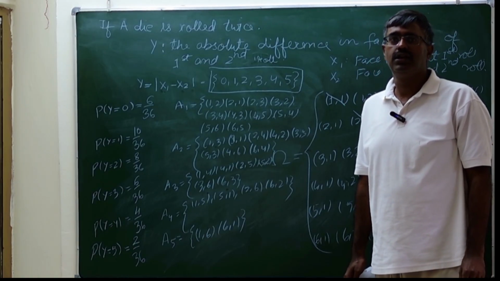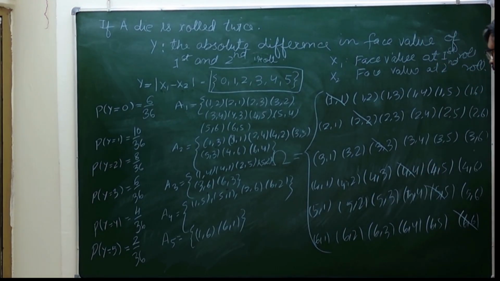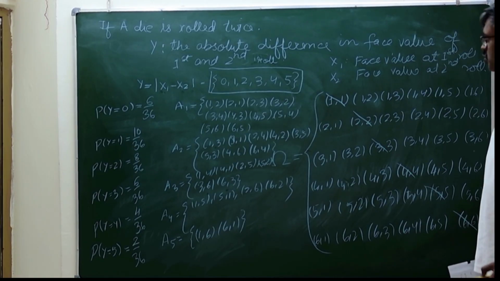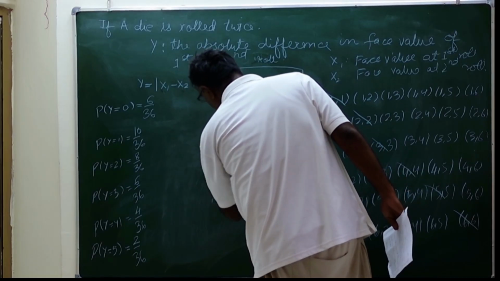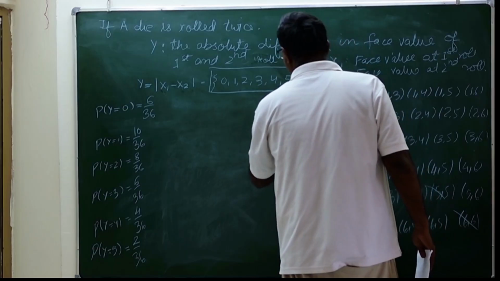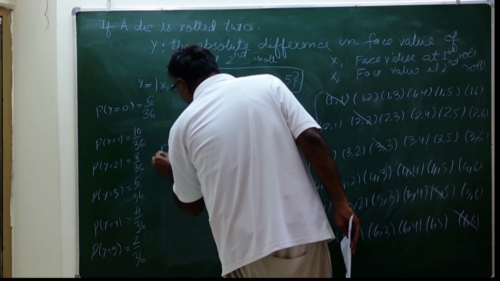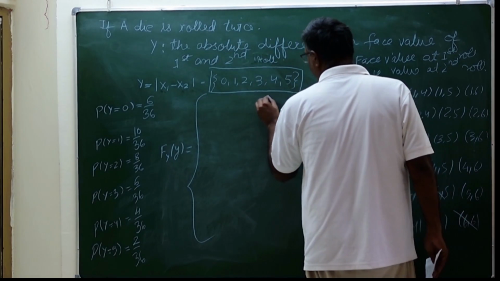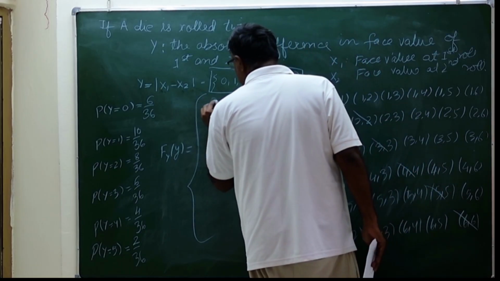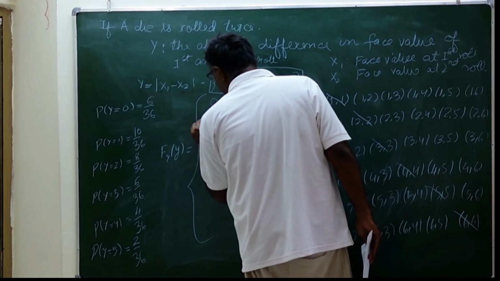to write the distribution function for this random variable. So I am now writing, you can note down. Now corresponding to this y, I am going to write the distribution function. So we know that y is taking value from 0 to 5. So I will be writing F of y. For y less than 0, we know that probability is 0. For y having the value 0 and less than 1, it is 6 by 36.